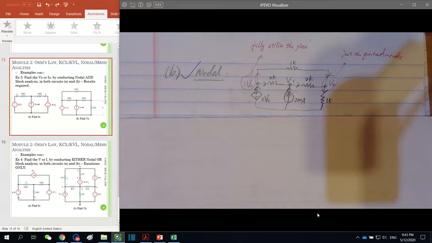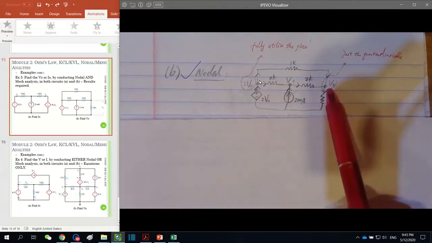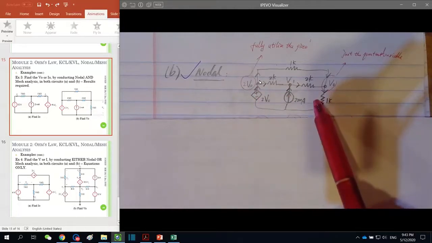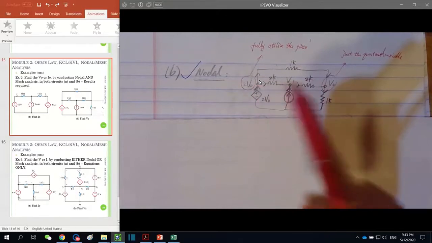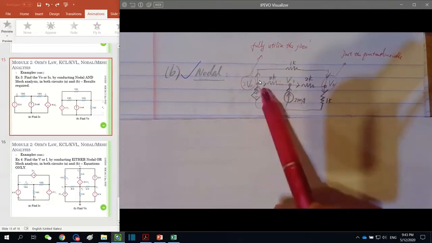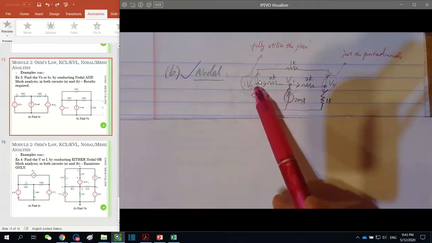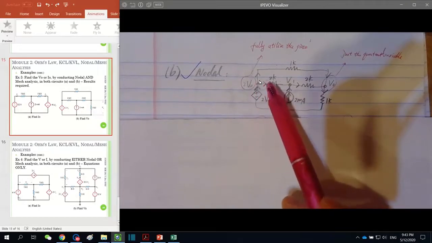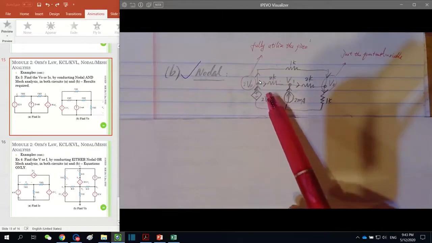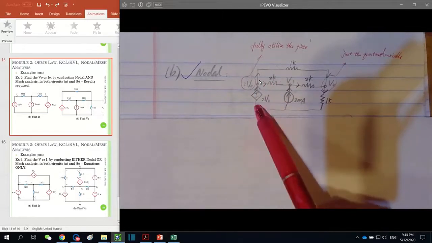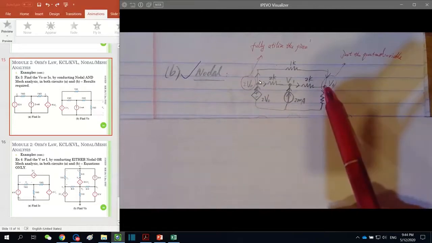So here you can tell I'm choosing the middle 3 nodes here, here, and here to write KCLs. And for these 2 nodes, I'm utilizing the given labeled voltage. For example here, the voltage at this node is equal to 2 V naught, which is the dependent voltage source value. And here is the labeled output voltage V naught.